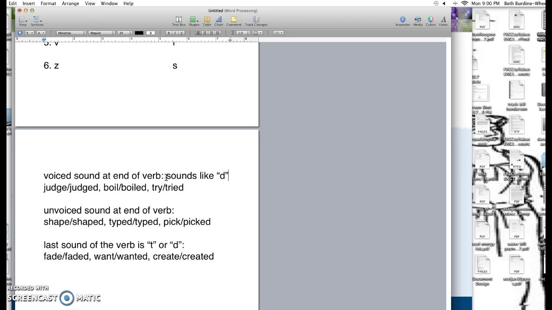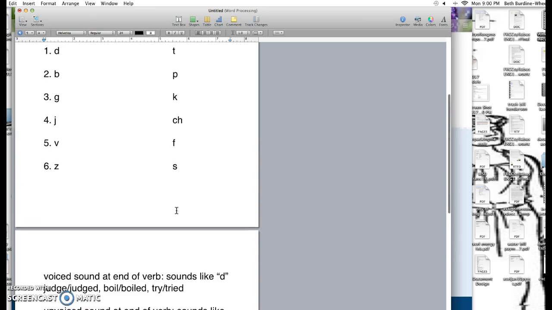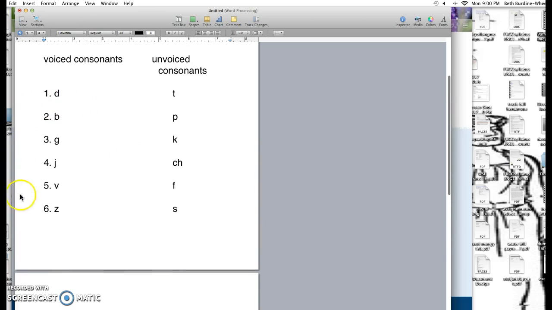So we have judged and boiled and tried. Voiced consonants at the end of a verb sound like a D, the way we pronounce D in English. When we move down to the next group, the unvoiced, remember, here are all the examples of the voiced consonants. You don't need to memorize them, you can just kind of get used to them.